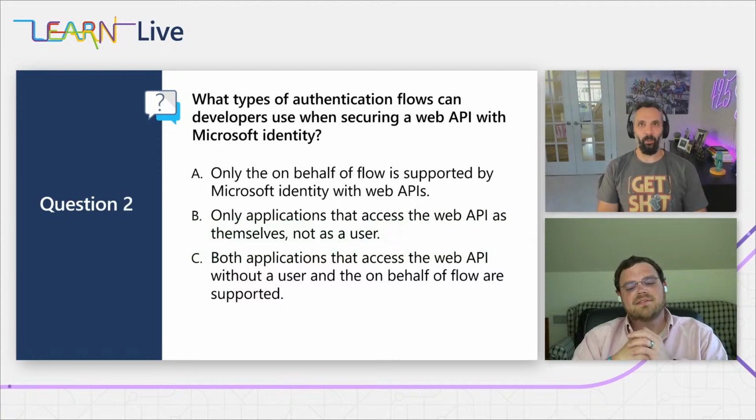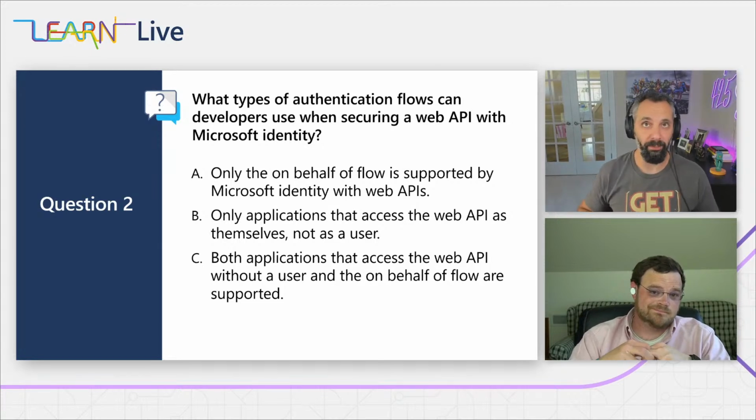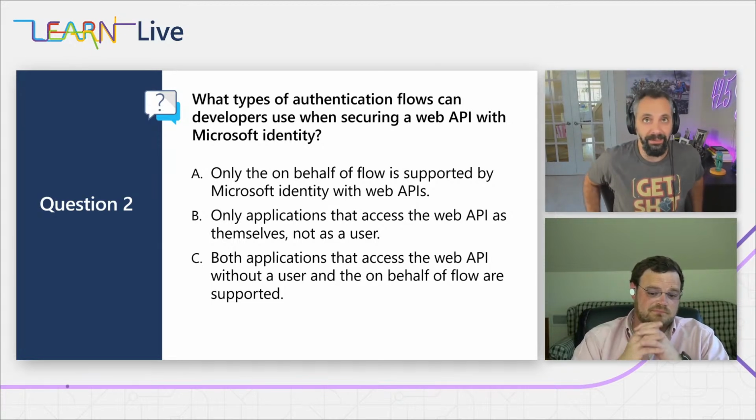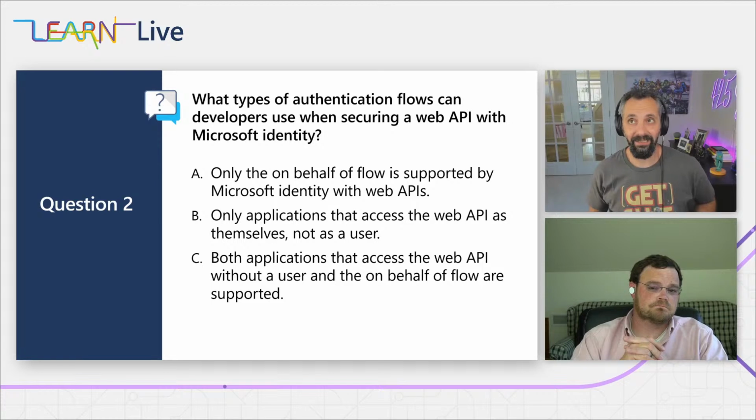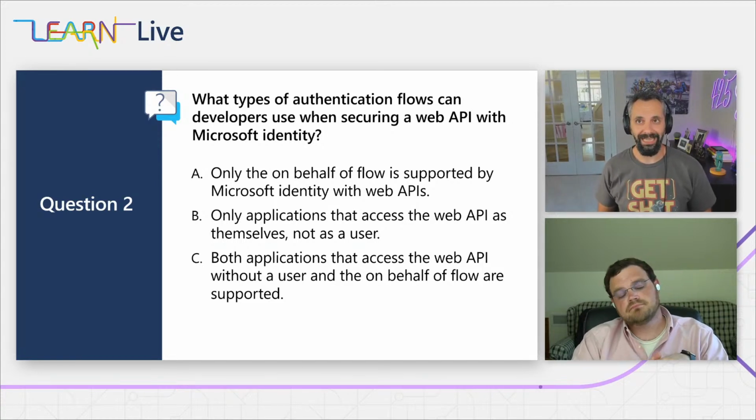Well, let's go to the next question. What types of authentication flows can developers use when securing a web API with Microsoft Identity? A: Only the on-behalf-of flow is supported by Microsoft Identity with web APIs. B: Only applications that access the web API as themselves, not as a user. C: Both applications that access the web API without a user and the on-behalf-of flow are supported.